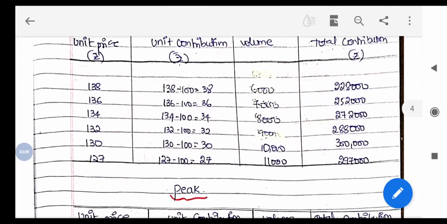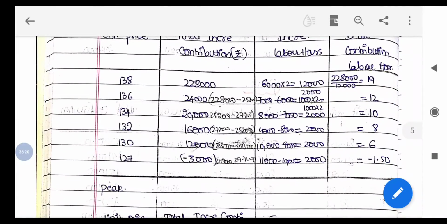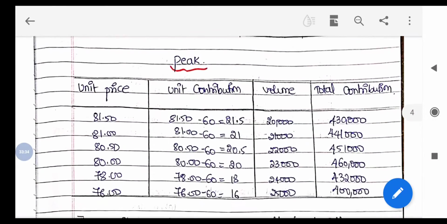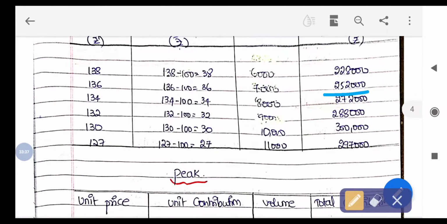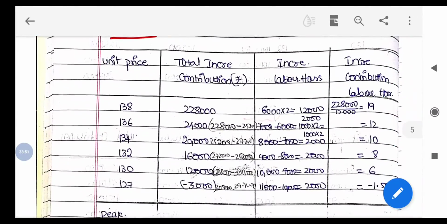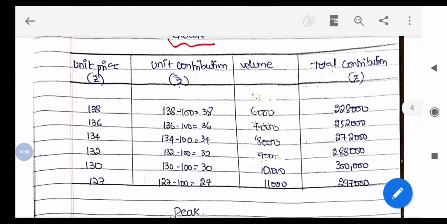See here, the first is 2,28,000. Next, from this price we have to calculate the incremental contribution. The next contribution is 2,52,000, so from 2,52,000 we have to subtract 2,28,000. The answer will be 24,000.